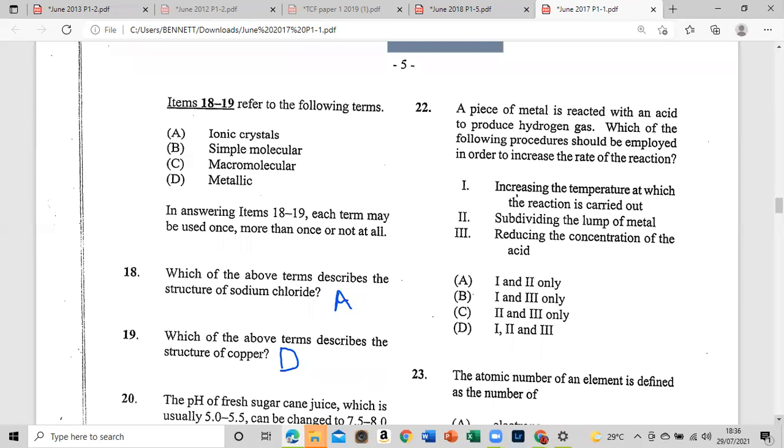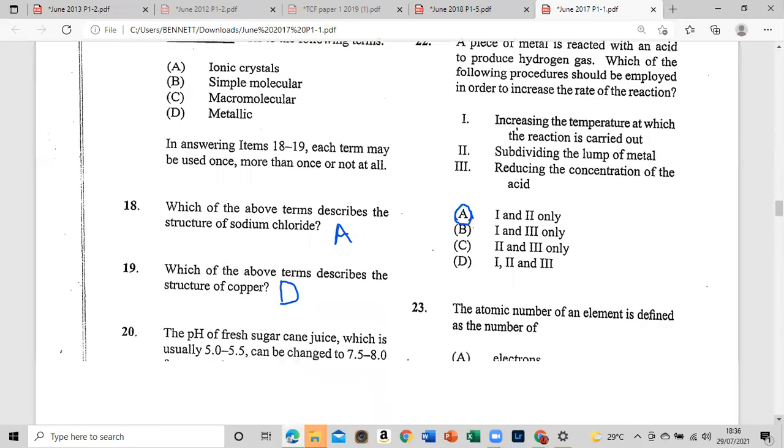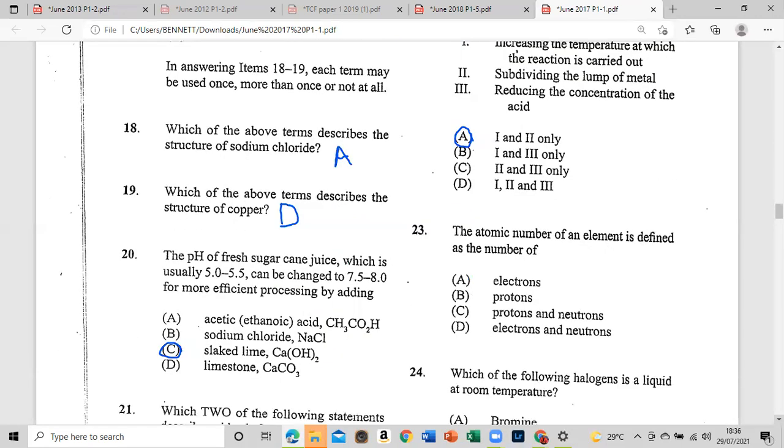Now we're just going to go straight to the answer for 22. It's 1 and 2. I think we did that earlier, so no need to waste time on that. And this normally comes at number 1: the atomic number of an element is defined as the number of protons plus neutrons. And remember, we could have done this earlier.